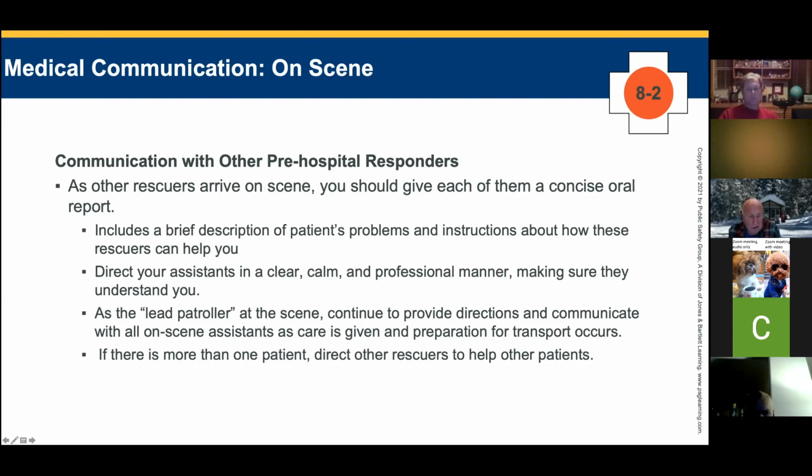you're going to discuss, if you're on the hill, you're going to direct your assistance in a clear, calm, professional manner. And if you're on the hill by yourself and you have people who are not medical professionals, they're willing to help you, just be calm and in clear English, tell them what you'd like them to do. Like, could you help me? Could one of you go up and block the jump so nobody runs into us?